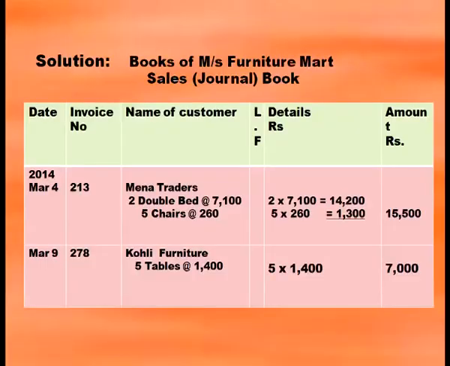Then on March 9th, one more transaction. Write the invoice number from the question. The name of the customer is Kohli Furniture, and Messrs. Furniture Mart has sold 5 tables at rupees 1,400 to Kohli Furniture. So 5 into 1,400, 7,000 is the net amount in the amount column.